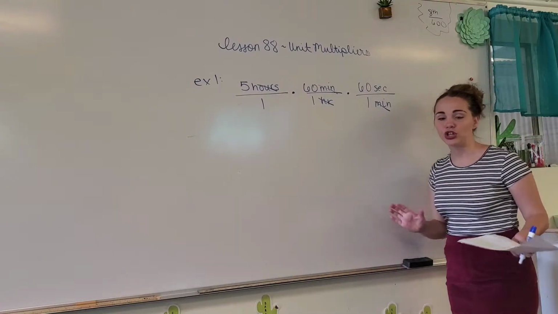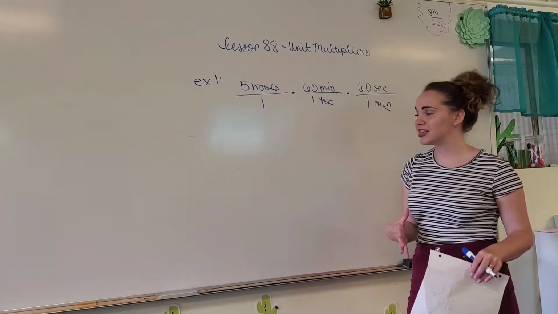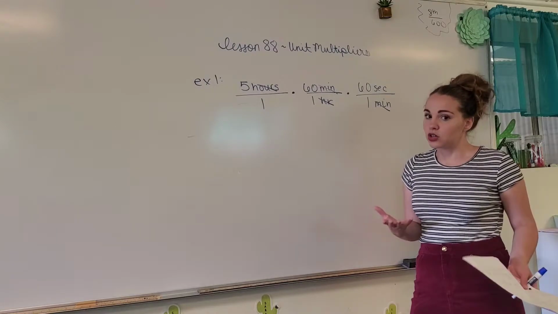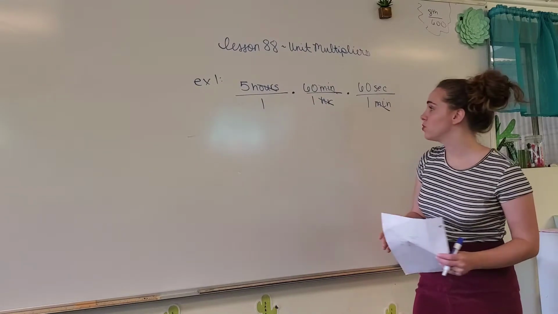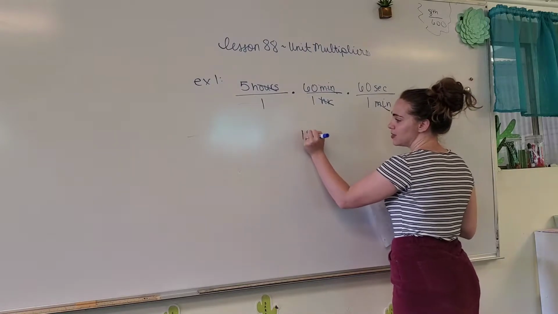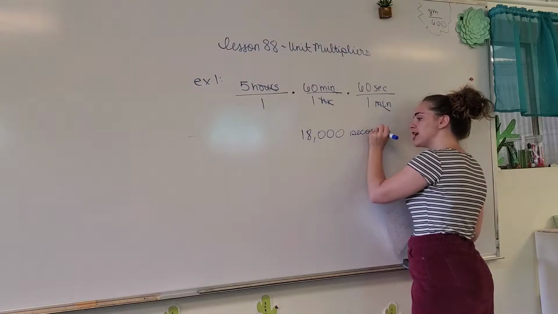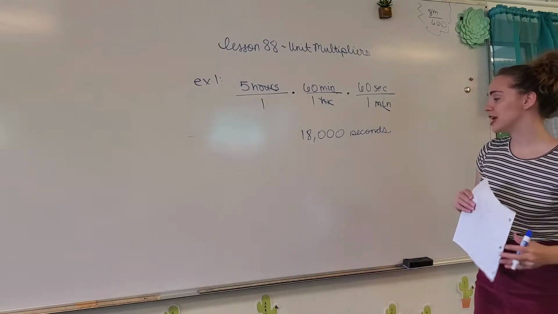Unit multipliers include the units in with the math. And that's important because it's not just numbers. There's also units involved as well. So once we do this, we just multiply and multiply and we end up with 18,000. 18,000 seconds. So 5 hours is 18,000 seconds.